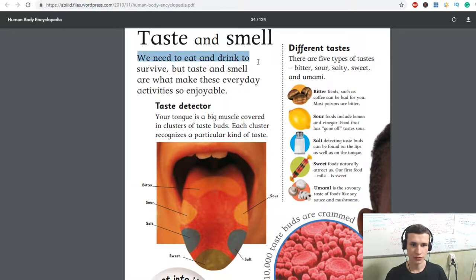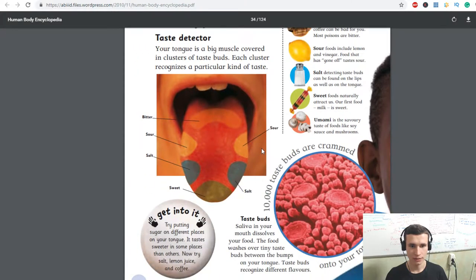Taste and smell. We need to eat and drink to survive, but taste and smell are what make this everyday activity so enjoyable. Your tongue is a big muscle covered in clusters of taste buds. Each cluster recognizes a particular kind of taste: sour, sweet, salt, bitter.